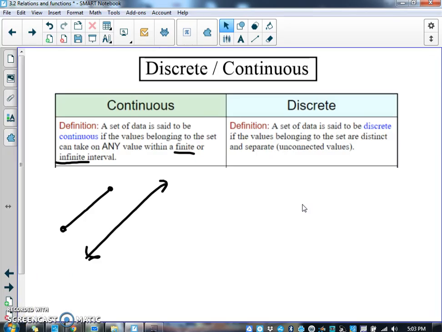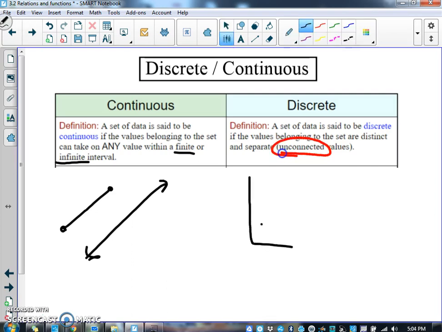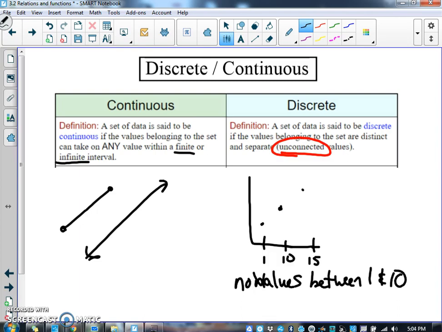For something that is discrete, we have a set of data is said to be discrete if the values belonging to the set are distinct and separate. They are unconnected. Here's the big key, unconnected values. I'm going to sketch a graph here real quick. I have a point here, and a point here. If I look at it, maybe this is 1, maybe this is 10, maybe this is 15. This means there are no values between 1 and 10. There are no values between there. There is no point. Okay?